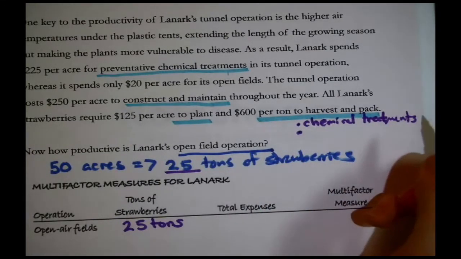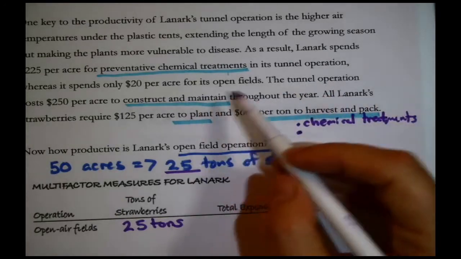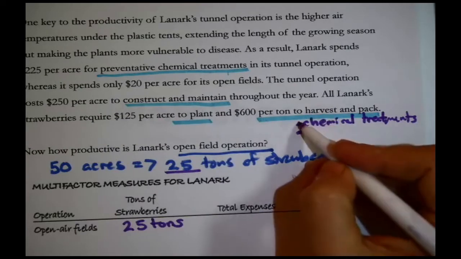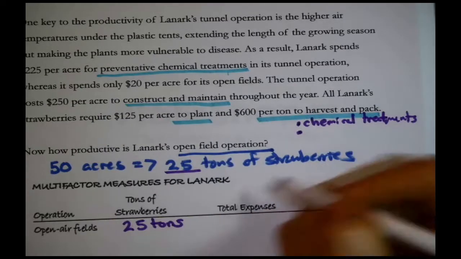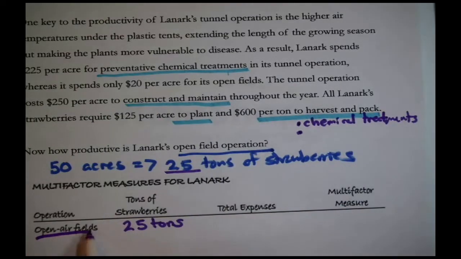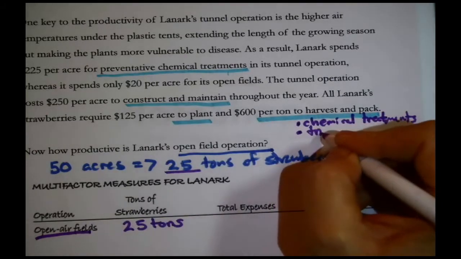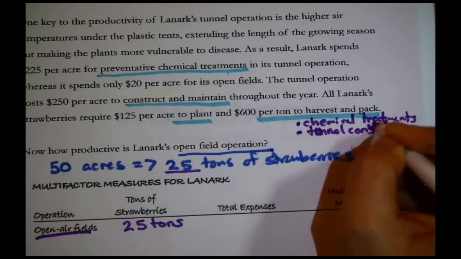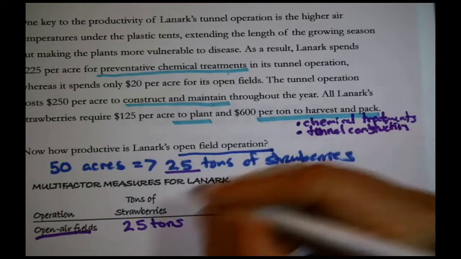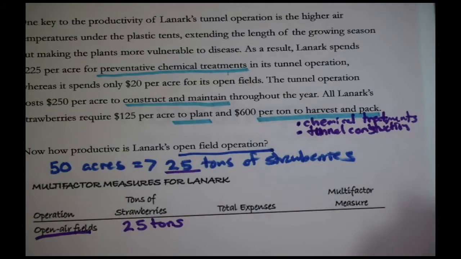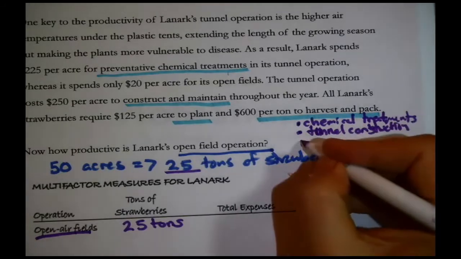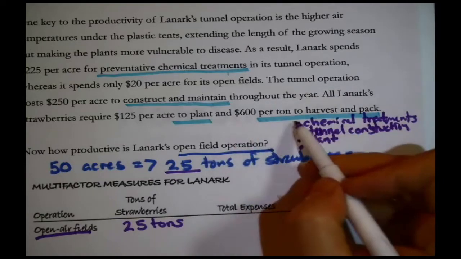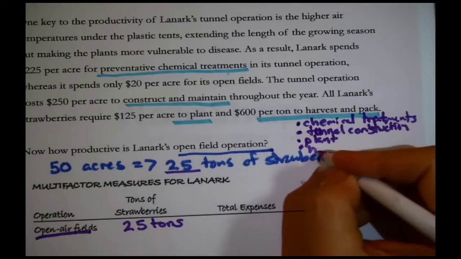Let's see, wait. Tunnel operation costs $120 per acre to construct and maintain. I'm making a list of expenses because I want to compute the expenses, but it's the open air fields. So I could put tunnel construction. But for the open air fields, actually, that's going to be exactly 0 expense, right? Because there aren't any tunnels. Nonetheless, there's planting. And there's also harvesting and packing.